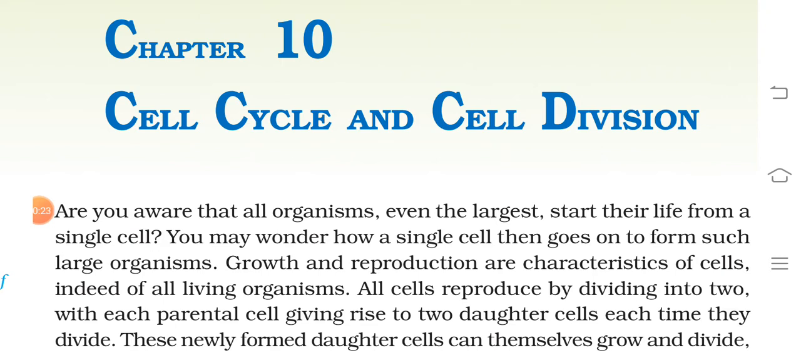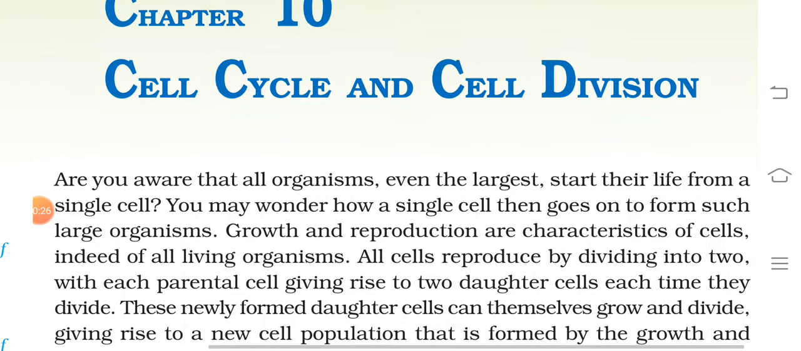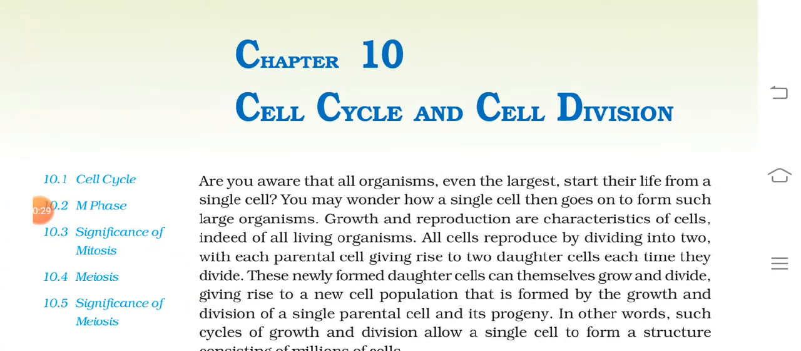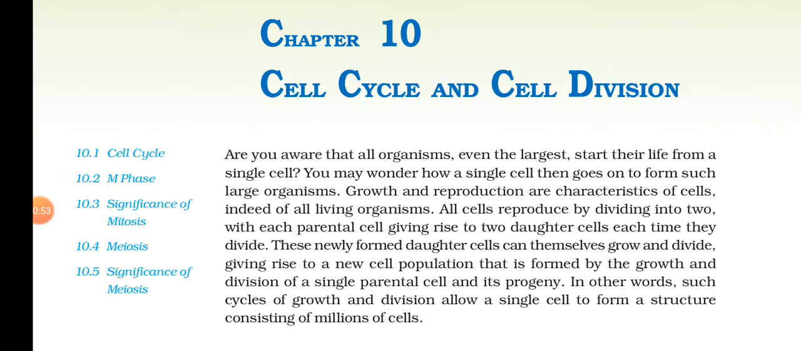Okay, so cell division is a very important process in the life of all organisms, because almost all organisms start their life from a single cell. You have studied the zygote, and from this single cell, all other millions of cells are formed in an organism, isn't it? So growth and reproduction are characteristics of cells and of all living organisms, isn't it?